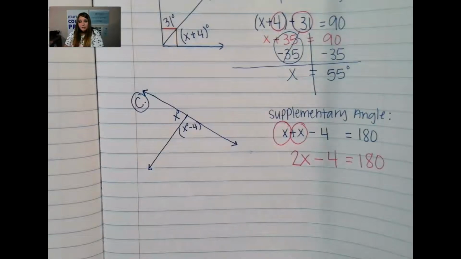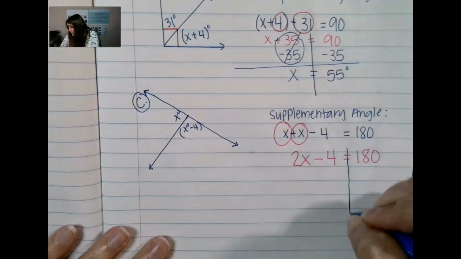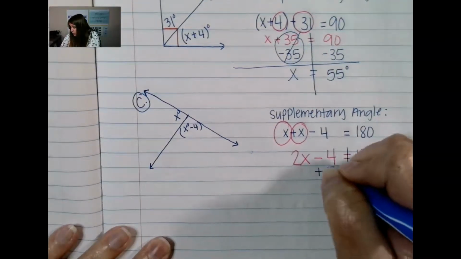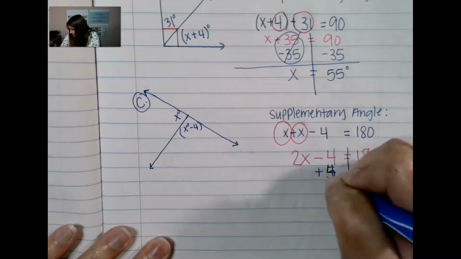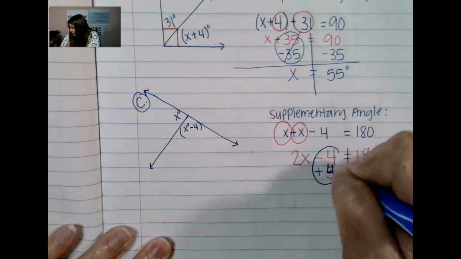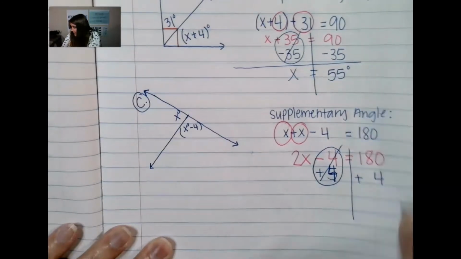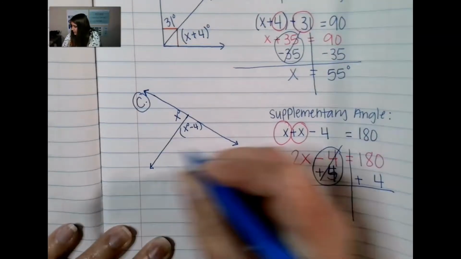So I have 2x minus 4 equals 180. I now have a 2-step equation. Here we go. We're going to solve my 2-step equation. I draw my balance line. I need to get rid of this 4. Okay, there we go. Cancel that out. What I do to one side, I have to do to the other. There we go.